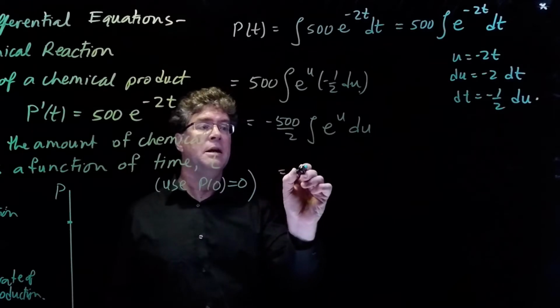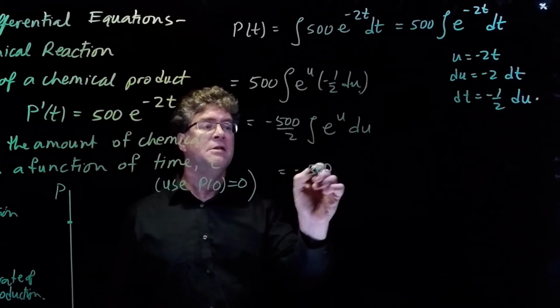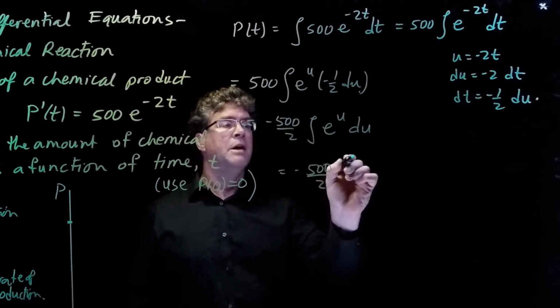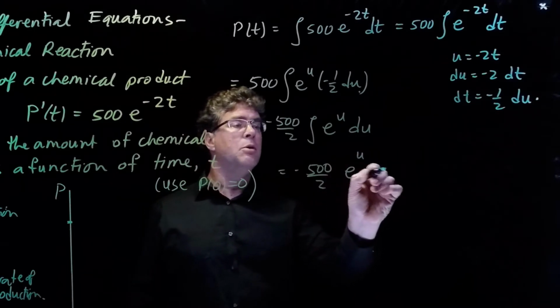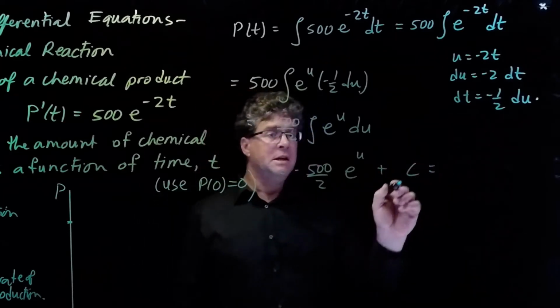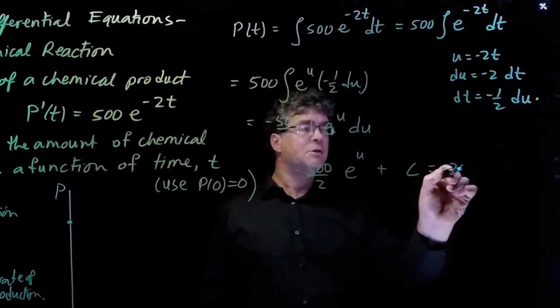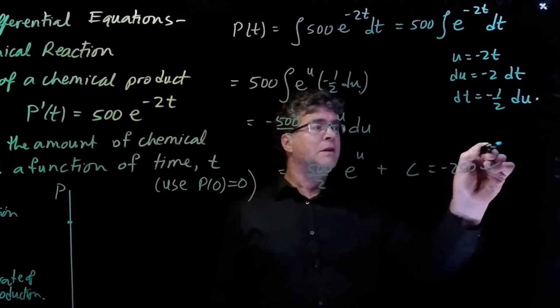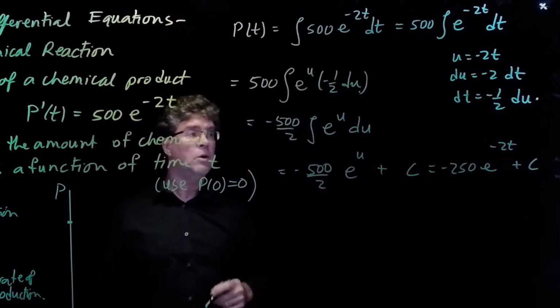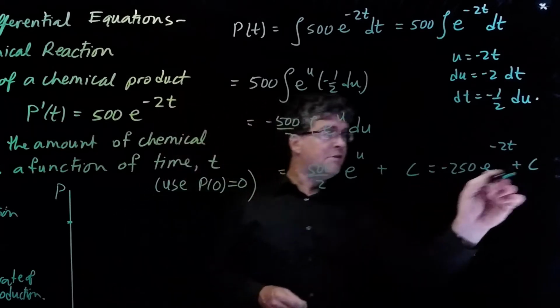Now we know how to integrate e to the u. We have integral of e to the u is just e to the u plus a constant. And so we have minus 500 over 2 e to the u plus a constant. And finally, we can write that in terms of t as minus 250 e to the minus 2t plus a constant. Okay, so we have a constant here.